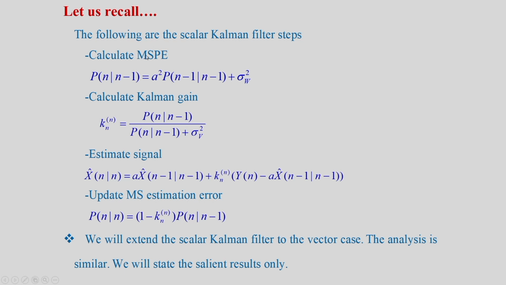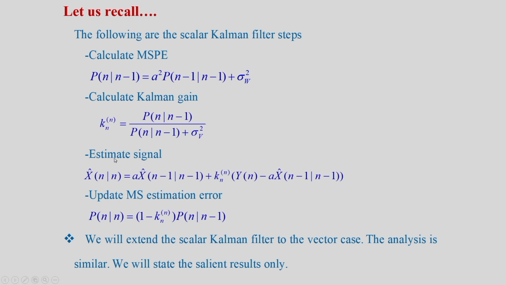First, calculate the mean square prediction error. This formula, P of n given n minus 1, is equal to a square times P of n minus 1 given n minus 1 plus sigma w square. So, this is the mean square error estimated at time n minus 1. Then we calculate the Kalman gain kn, that is equal to P of n given n minus 1, the mean square prediction error, divided by P of n given n minus 1 plus sigma v square.